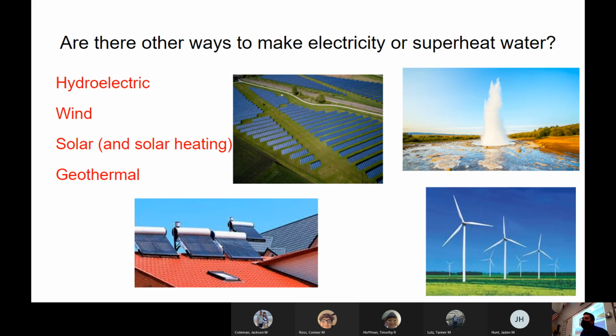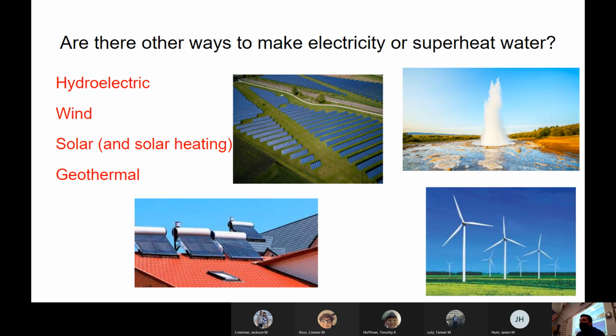Yeah, there are. Okay, there are a lot of other ways to superheat water or make electricity. So hydroelectric, using water, like dams and reservoirs and things like that. Wind can turn the magnet around a wire, make electricity. Solar heating. We can use the sun to heat up the water, make steam. Geothermal. The earth itself can heat up the water, make steam. There are lots of things that we can do.